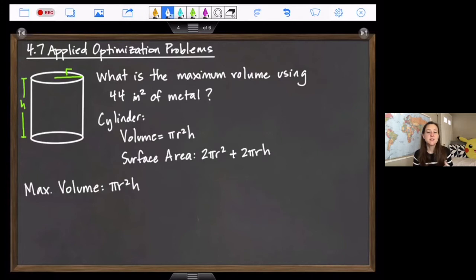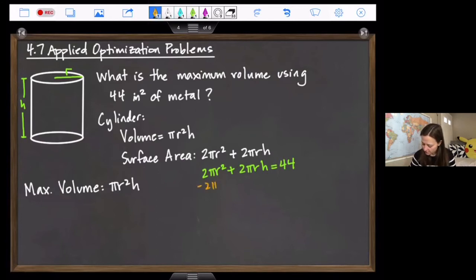So our constraint is that 44 inches squared of metal. That's our surface area. So our constraint equation is that this 2 pi r squared plus 2 pi r h is equal to 44. So we need to solve this for one of those two variables. There are two r's in the equation and one of them squared. This is kind of like solving a quadratic equation for r. It's definitely going to be easier to solve for h. So I'm going to solve this equation for h.